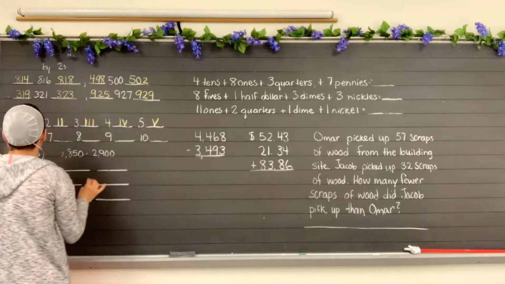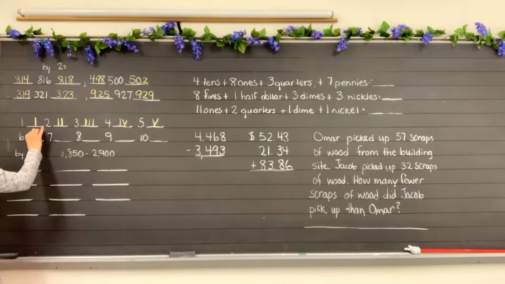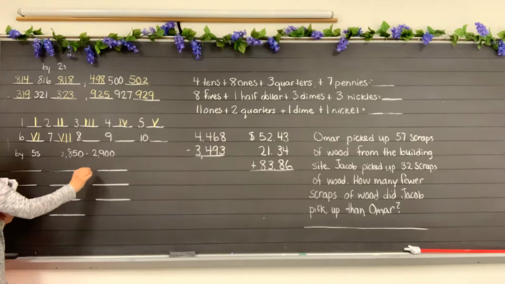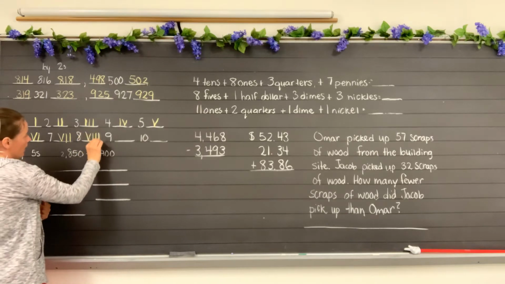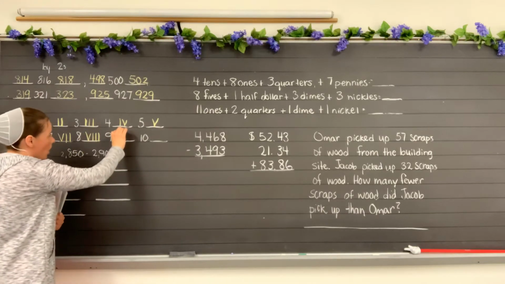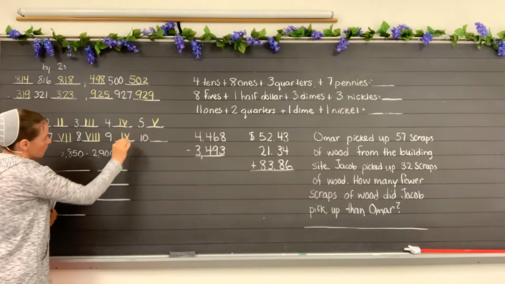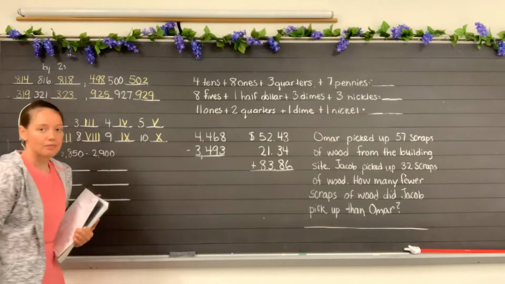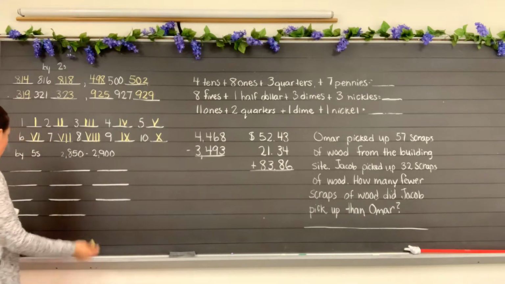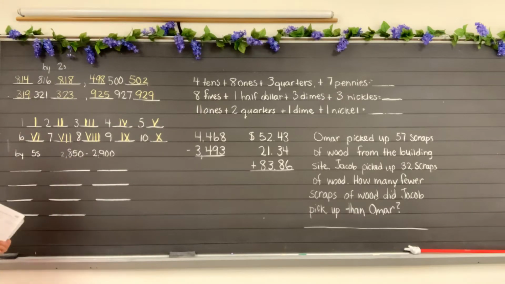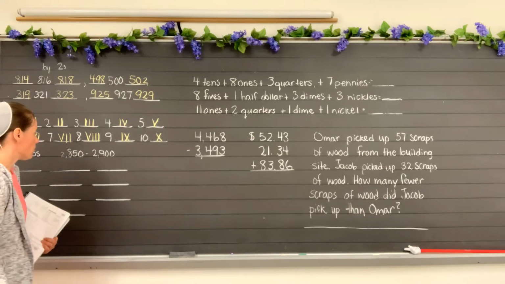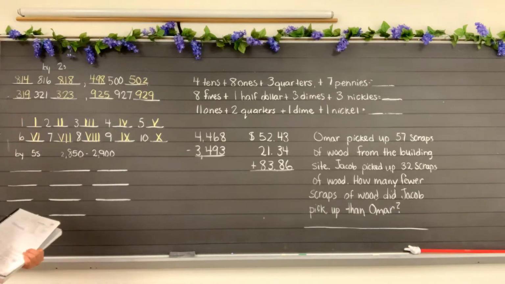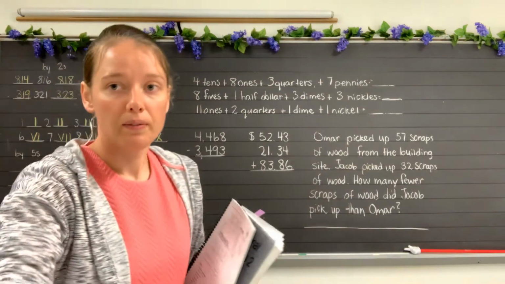5 is V. 6 is 5 plus 1, which is VI. 7 is VII. 8 is VIII. 9 is 10 minus 1, which would be IX, and 10 is X. Okay, and then here we have going by fives, starting with 2,850 and going to 2,900. So we're going by fives. We'll fill in the blanks here.